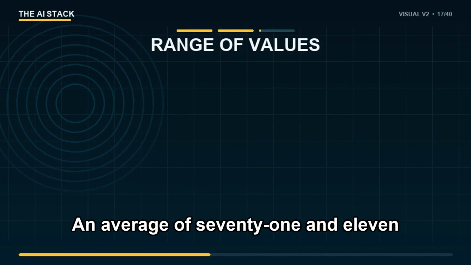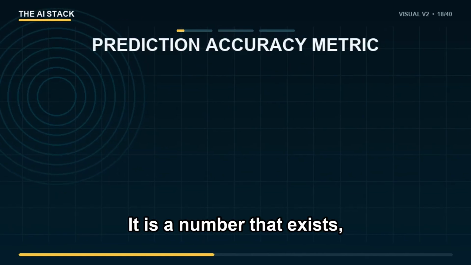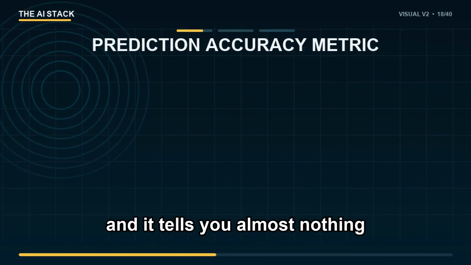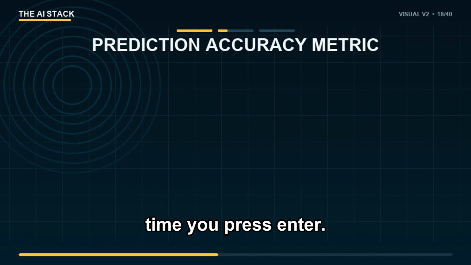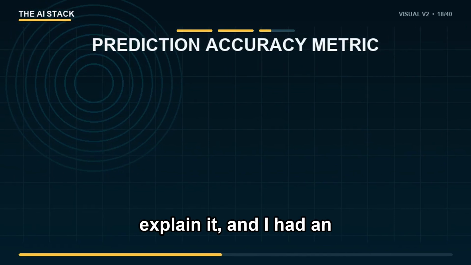An average of 71 and 11 is not a description of anything. It is a number that exists, and it tells you almost nothing about what will happen the next time you press enter. Now, when you see a spread like that, the temptation is to explain it, and I had an explanation immediately.